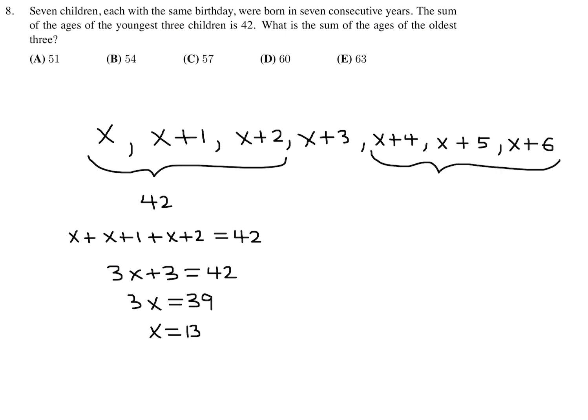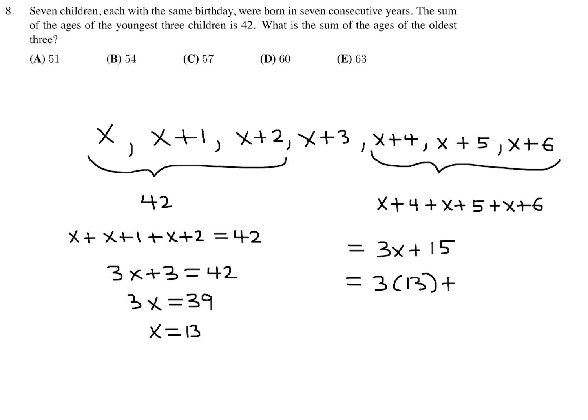So these 3 over here. That's going to be x plus 4 plus x plus 5 plus x plus 6. And that's going to be 3x plus 15. Since we know that x is 13, we substitute that in. And this becomes 39 plus 15, which is 54. So the answer to number 8 is B.